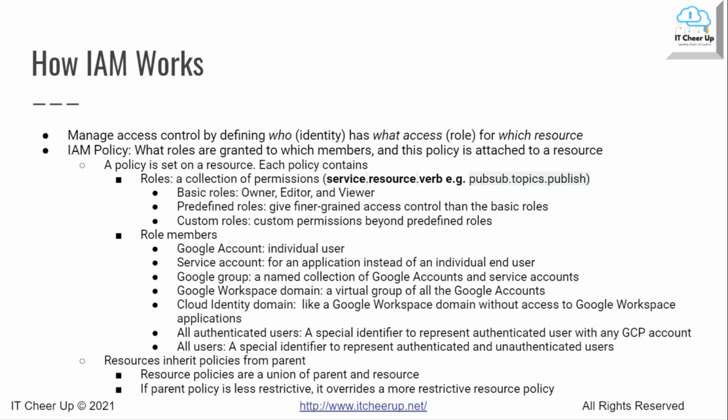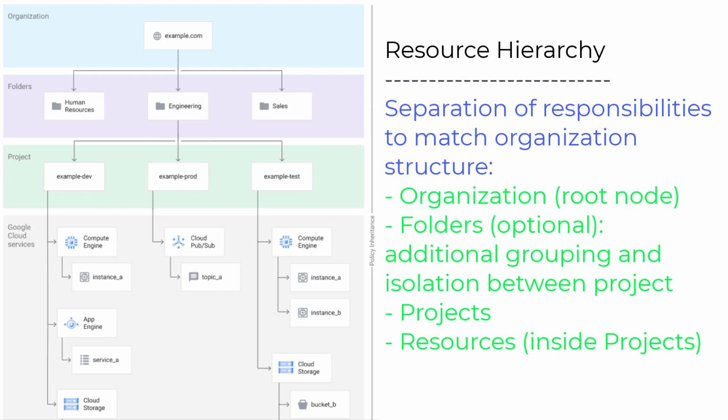In IAM, you grant access to members. Members can be a Google account for individual users, a service account for an application instead of an individual end user, a Google group, a named collection of Google accounts and service accounts, a Google Workspace domain, a virtual group of all the Google accounts, a Cloud Identity domain, like a Google Workspace domain without access to Google Workspace applications, allAuthenticatedUsers, a special identifier to represent authenticated users with any GCP account, and allUsers, a special identifier to represent authenticated and unauthenticated users.